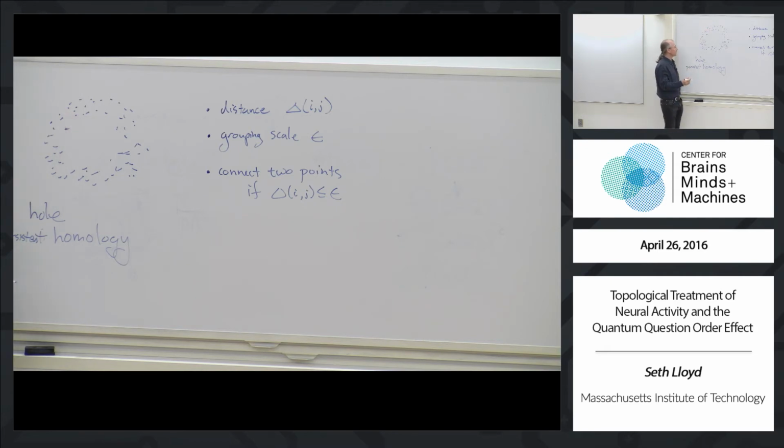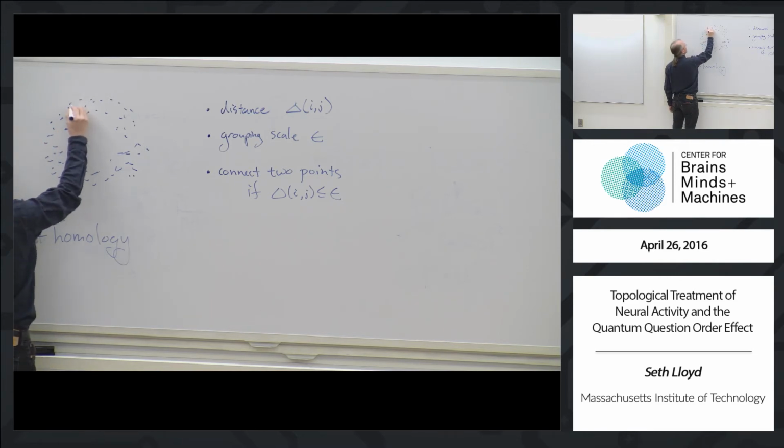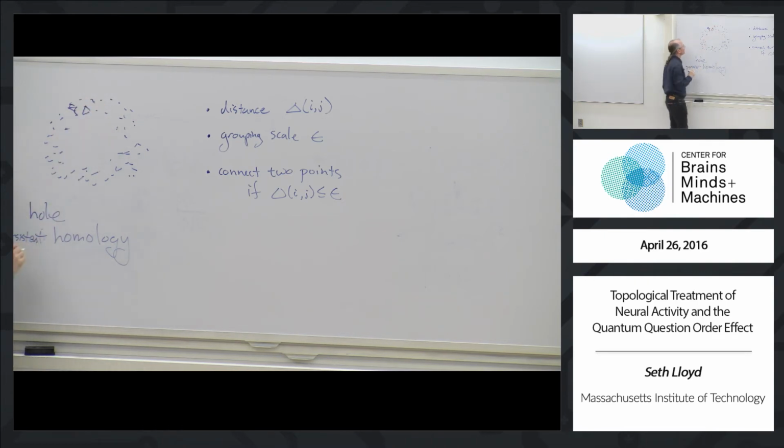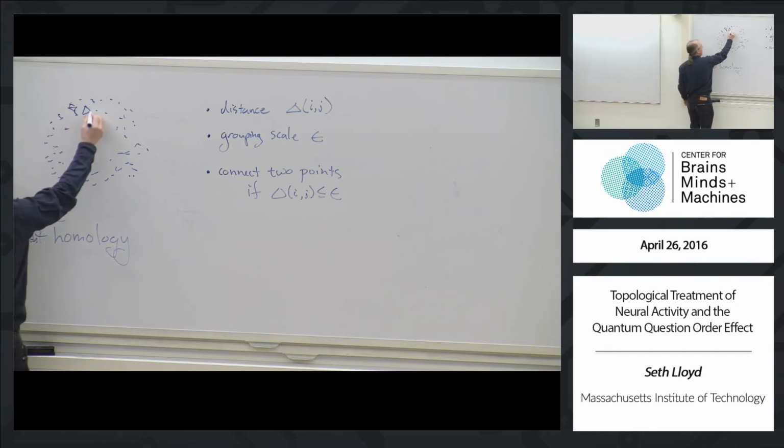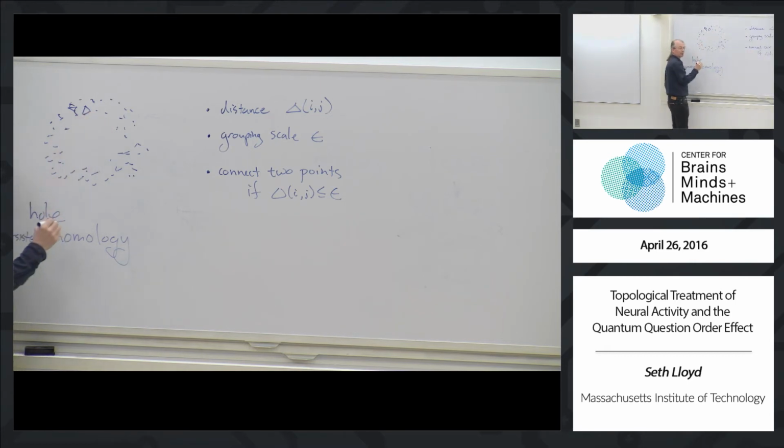And so when epsilon is very small, I don't connect anything. But then when epsilon gets bigger, I start to connect these points here, these points here, these points here, these points here. So as epsilon gets bigger, the first thing that happens is you start to create a bunch of edges. You also start creating little triangles. So when you have 3 points that are all within epsilon of each other, you create a triangle. And when you have 4 points that are within epsilon of each other, you create a tetrahedron. 5 points, you create a pentahedron or whatever it's called. I guess it has 10 sides.